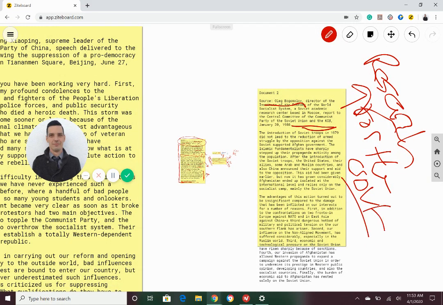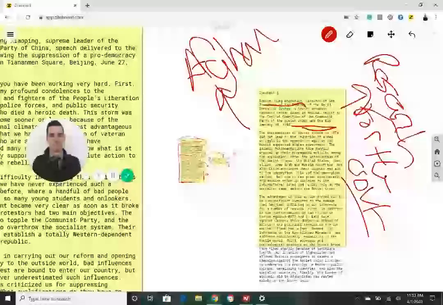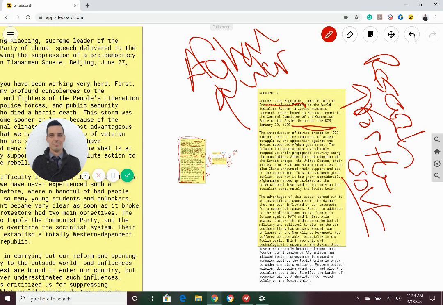All right, introduction of Soviet troops in '79. So '79 is obviously about Afghanistan. The Afghan War, the Soviet one. So essentially he's talking about what the introduction of Soviet troops has done. Struggle by the opposition against the Soviet-supported Afghan government. The Islamic fundamentalists have sharply stepped up their propaganda activities among the population. After the introduction of Soviet troops, the United States, their allies, some of the Arab and Muslim countries, also China, announced their support for the opposition.